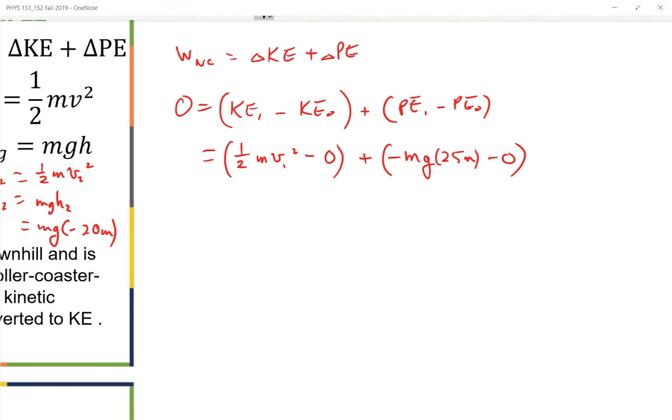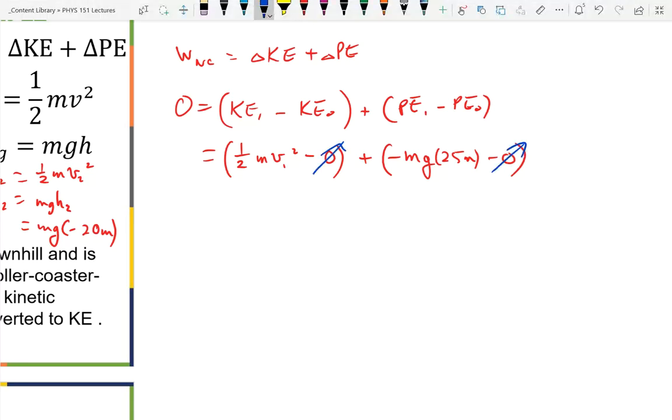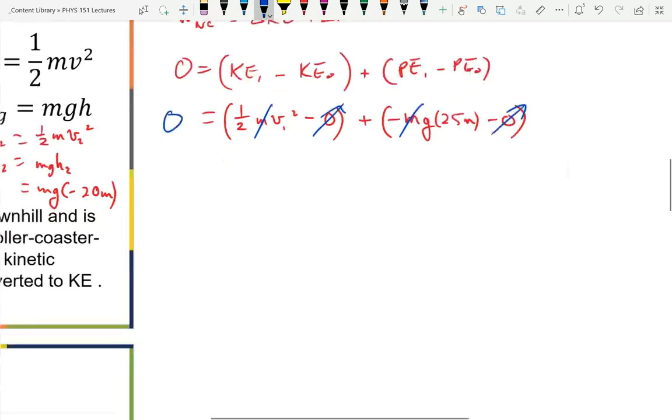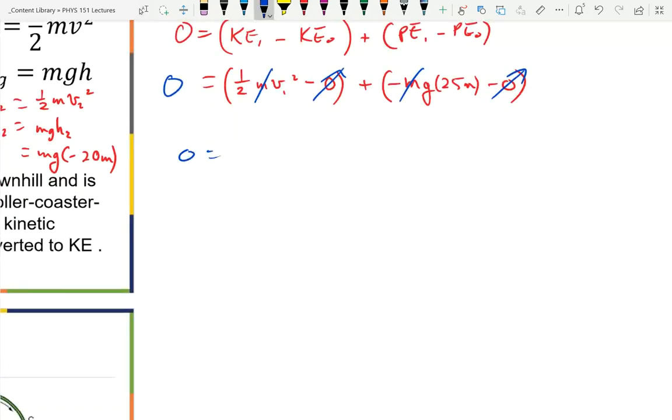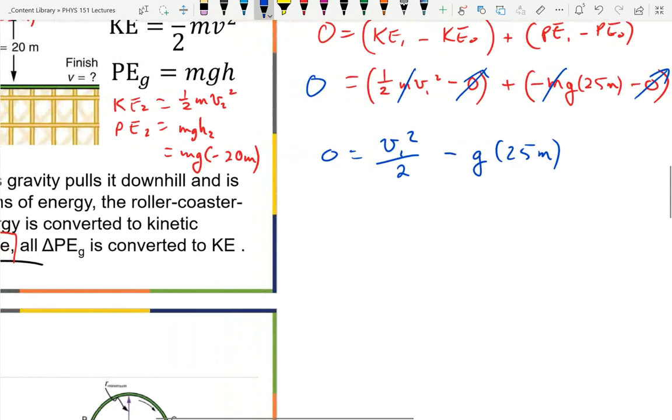And now just taking out the zeros. And notice that there's an m here and an m here. Since it's 0 on this side, I can cancel the m. I'm dividing everything by m. 0 over m is still 0. And what I'm left with is that equation. I'm solving for v, so move the g across and multiply by 2.